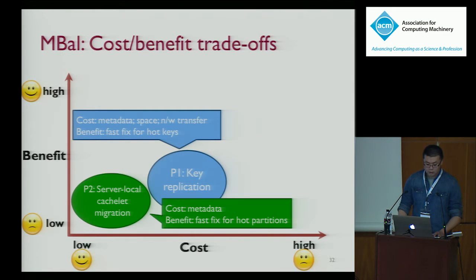Phase 2 is the most lightweight one, since there's no network transfer and no memory copy involved. All that is needed is just a pointer change in the local server. However, this phase is also necessary, as I will explain in a later slide in the evaluation part.